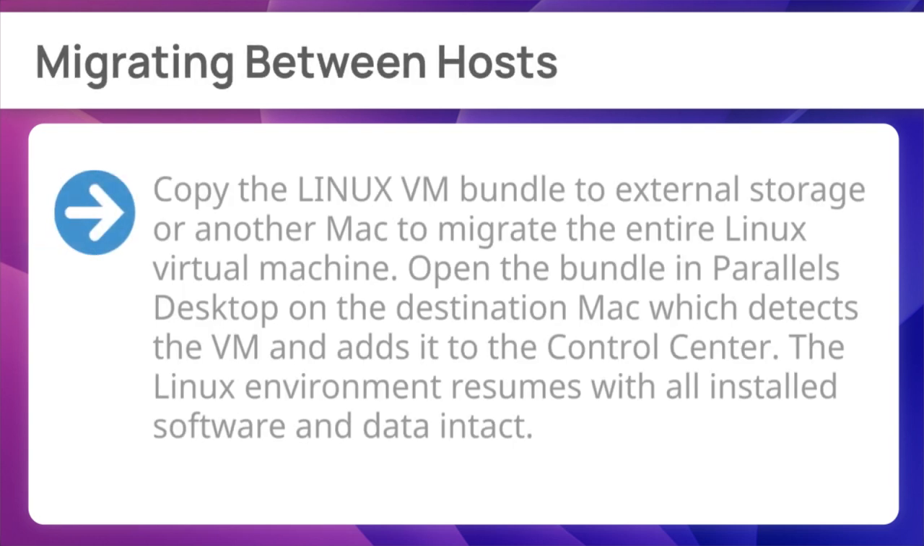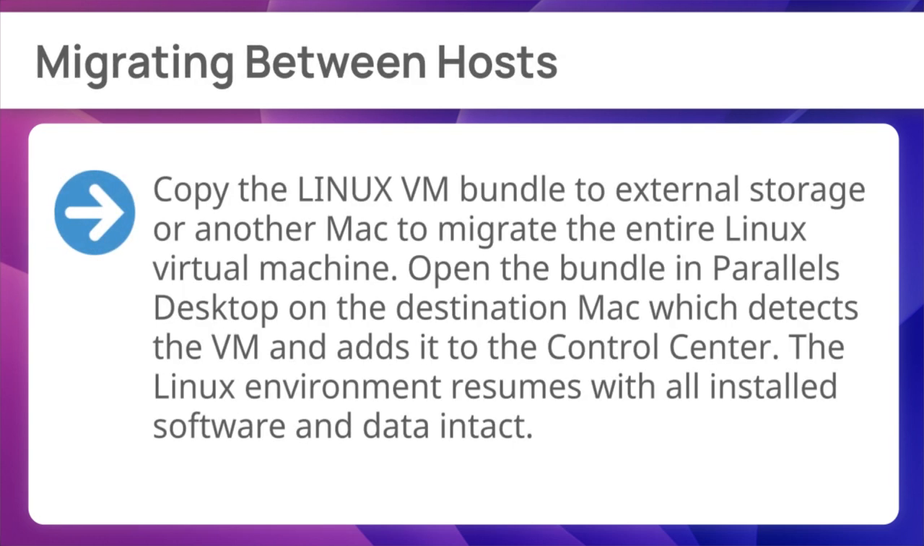Finally, migrating between hosts. Copy the Linux VM bundle to external storage or another Mac to migrate the entire Linux virtual machine. Open the bundle in Parallels Desktop on the destination Mac, which detects the VM and adds it to the control center. The Linux environment resumes with all installed software and data intact.